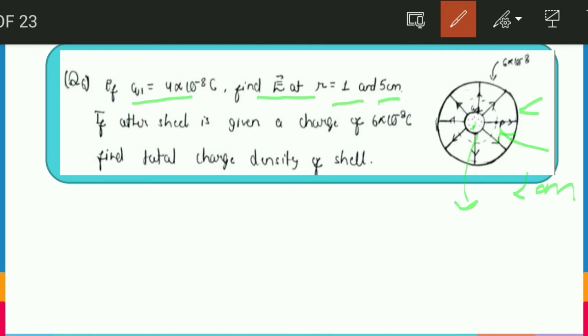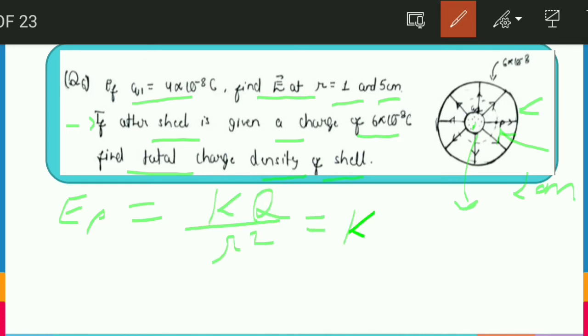If the outer shell is, this is the second case, if the outer shell is given a charge of 6 into 10 to the power minus 8, then find the total charge density of the shell. So friends, first of all find the electric field at P. So the electric field at point P should be equal to kq by r square.